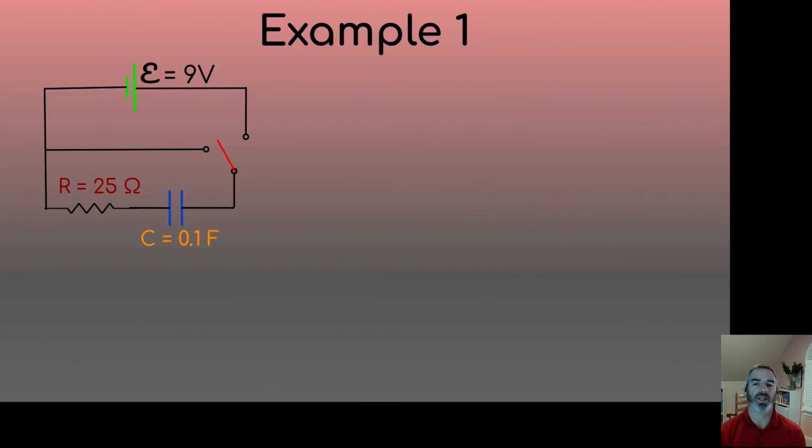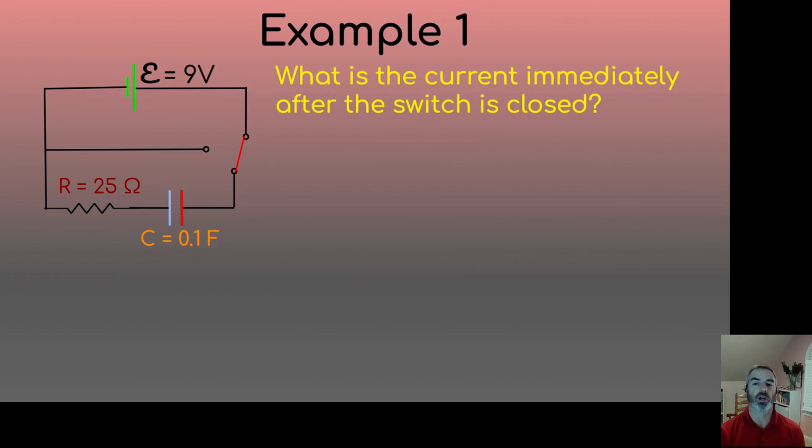We have a battery that has an EMF of 9 volts. The resistor has a value of 25 ohms, and the capacitor is 0.1 farads. Then we're going to close the switch, allowing the capacitor to charge over a period of time. And we want to know what is the current immediately after the switch is closed.